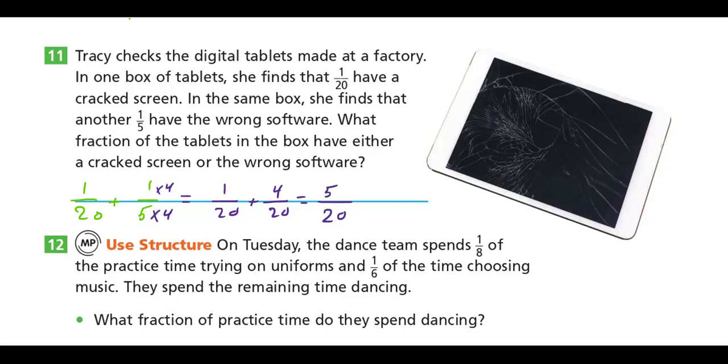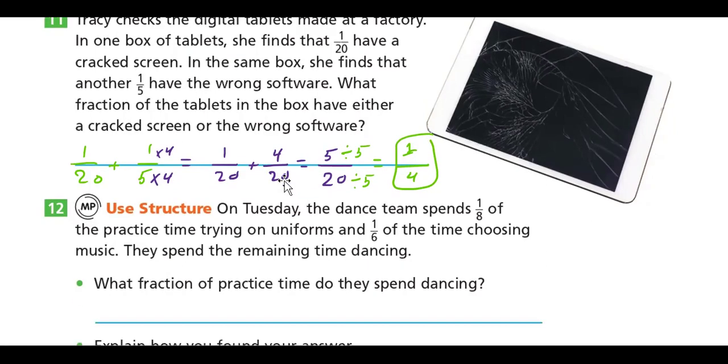Now we can divide both of them by 5 to make it simple. So 5 divided by 5 is 1, and 20 divided by 5 is 4. So our answer is 1 over 4.